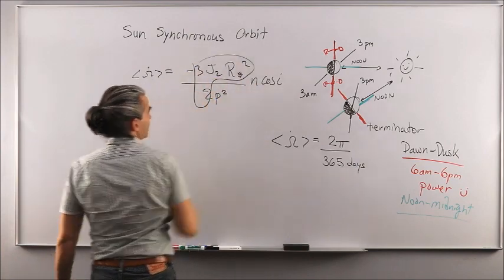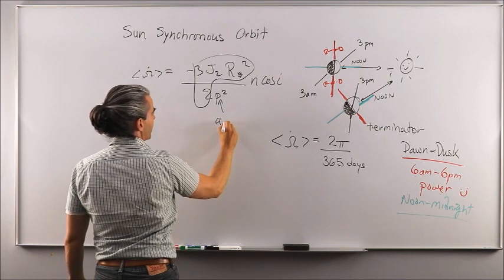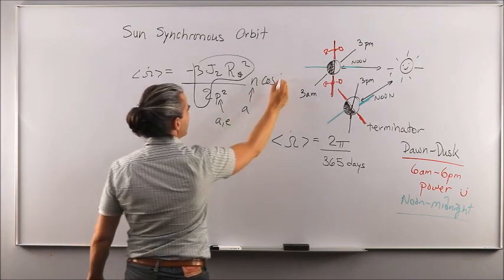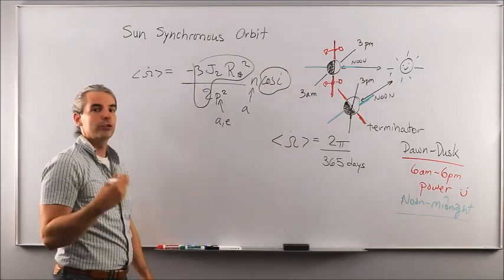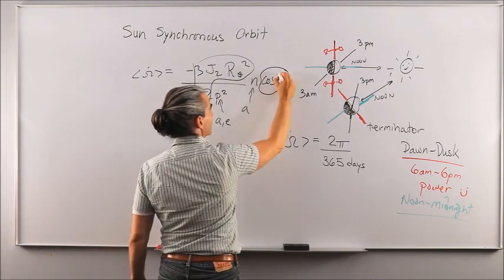Those things are just constant. This is a function of semi-major axis and eccentricity. This is a function of semi-major axis. So the only other parameter you have control over as an orbit designer is the inclination, okay?